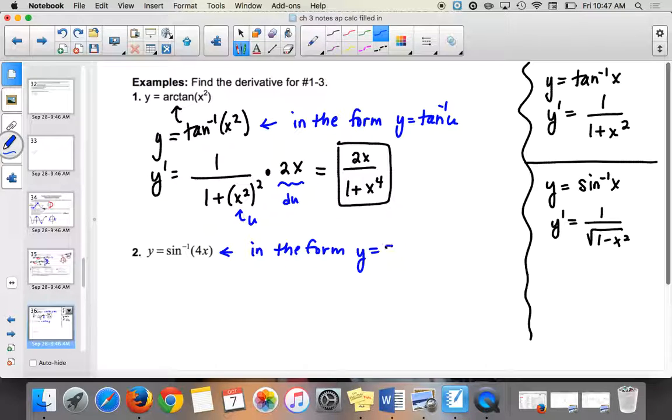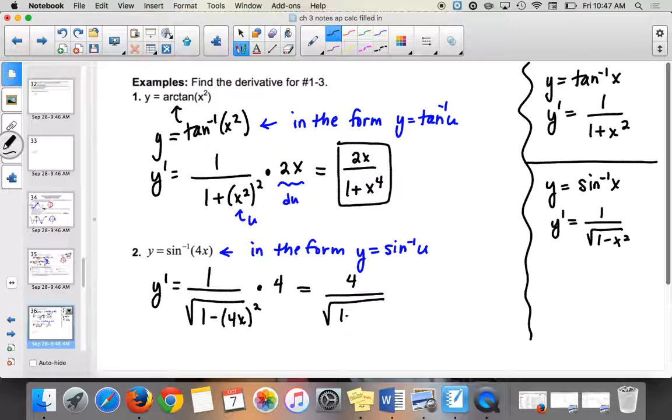So this is in the form inverse sine of u, right? So y prime is going to be 1 over the square root of 1 minus u squared. So our u is 4x, so 4x squared, times du, so times 4. Okay, so we just simplify. We get 4 over the square root of 1 minus 16x squared.